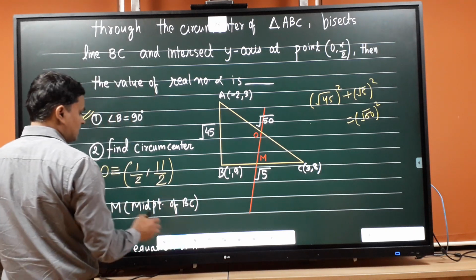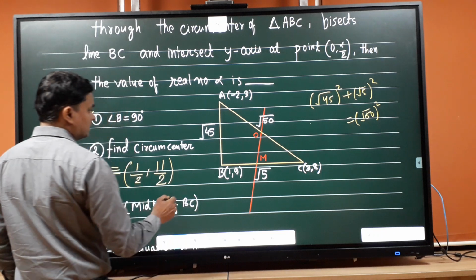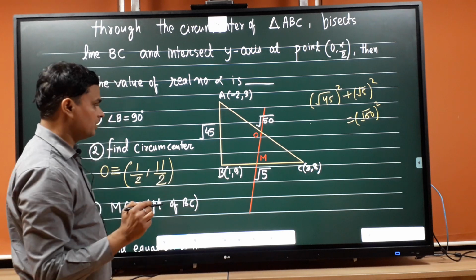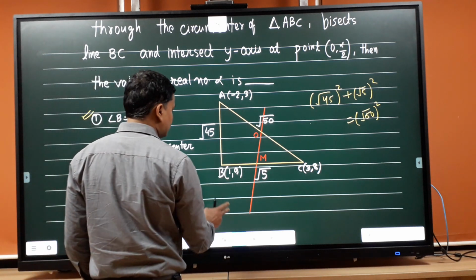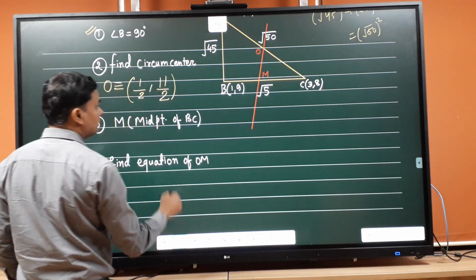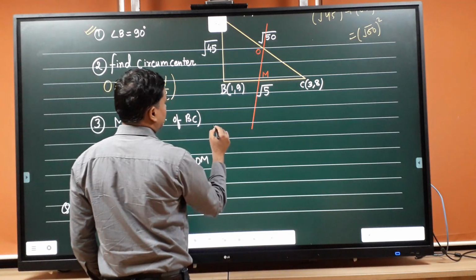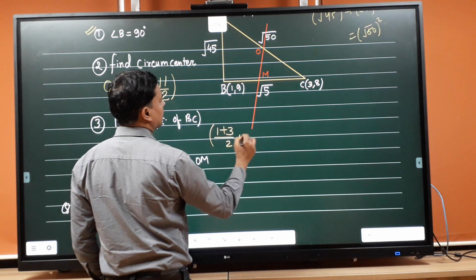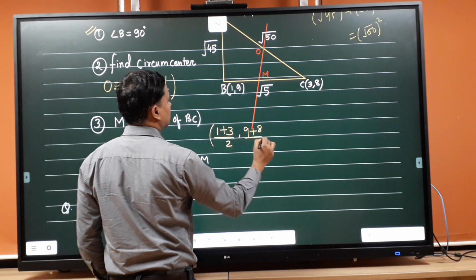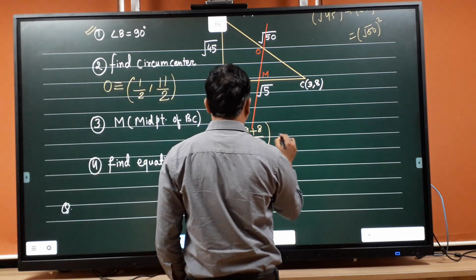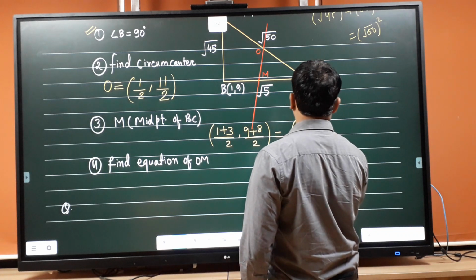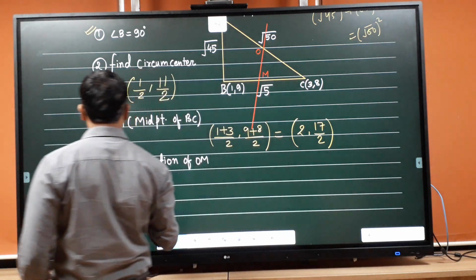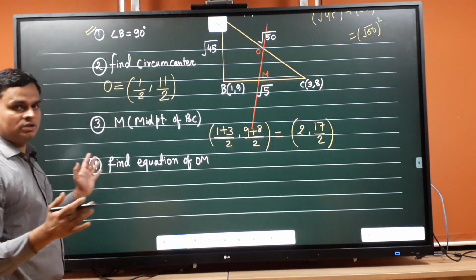Now it is asking that M is the midpoint of BC. That means the line that was passing through the circumcenter also passes through the midpoint of the side. So we can easily calculate the midpoint of BC, which will be 1 plus 3 by 2 and 9 plus 8 by 2, that will be equal to 2, 17 by 2, right? See, I have written a few things beforehand so as to avoid making the solution too clumsy.